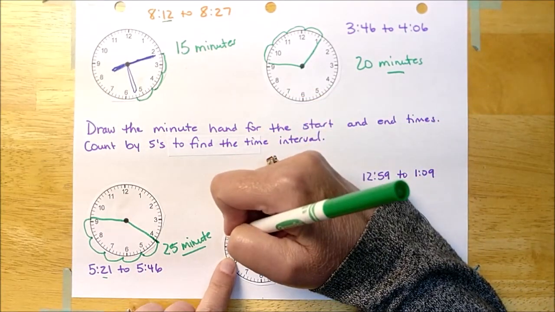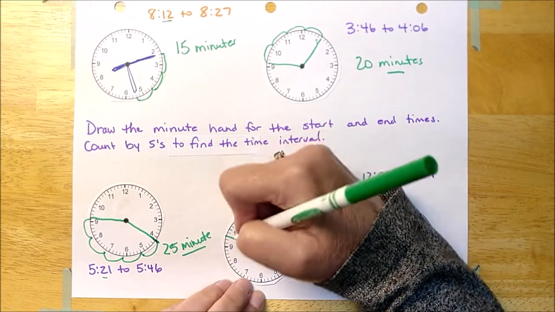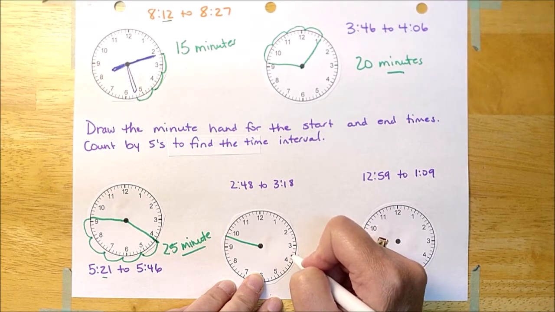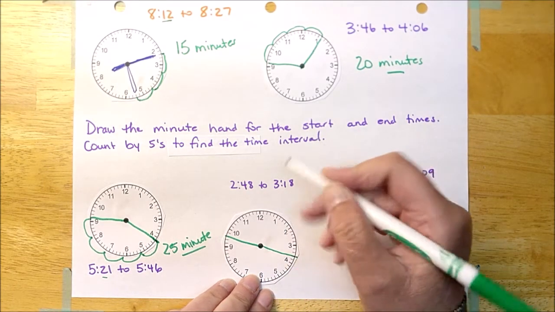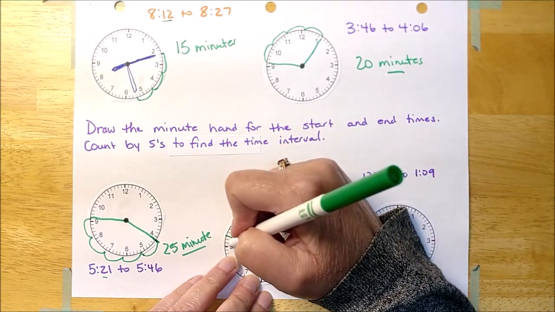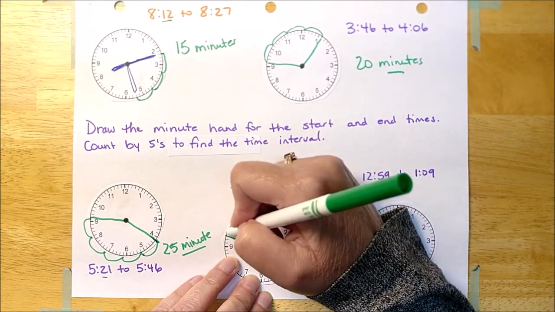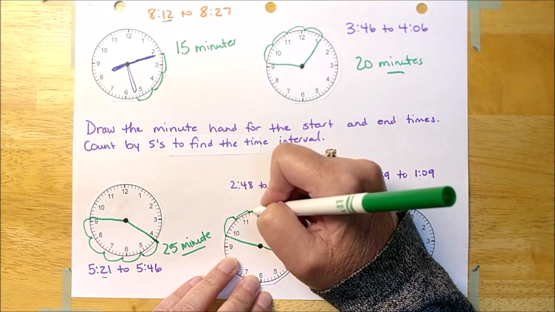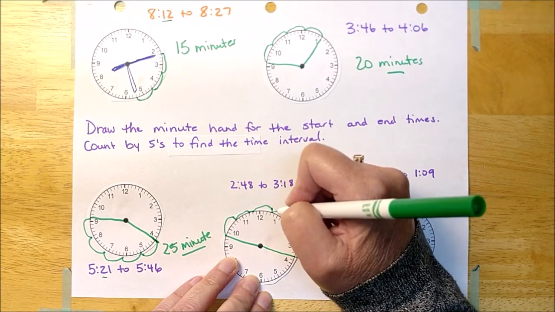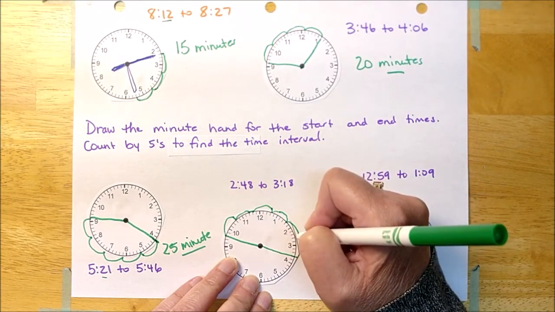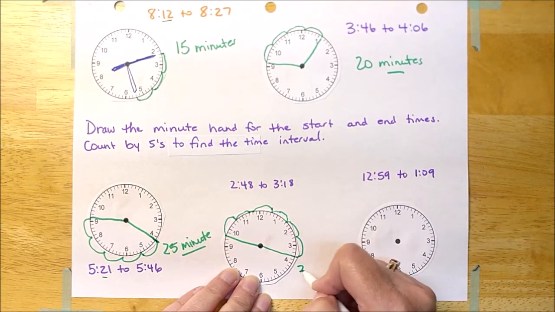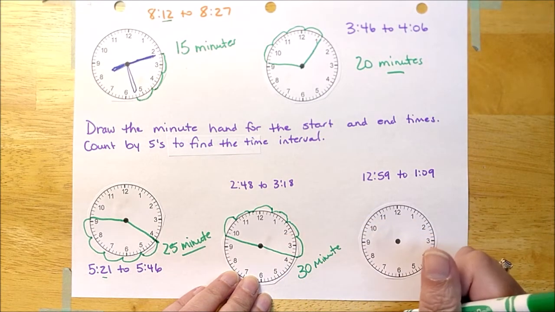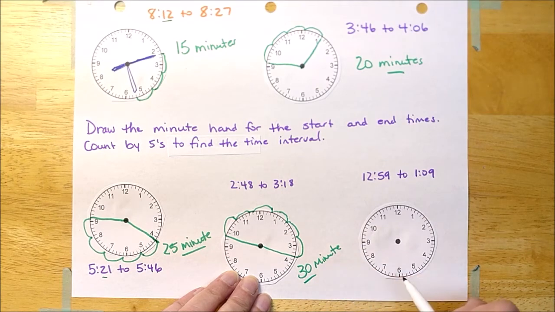48. So 48 is right there. So we're going to start there, and we have to go all the way to 18. 13, 14, 15. 18 is right there. So we're going to jump around the clock. We're on the third line over. So we got 5, 10, 15, 20, 25, 30. That was a 30-minute interval. Some of you are going to say, I knew that already because it was directly across. And I'm like, exactly. So that's a 30-minute interval.